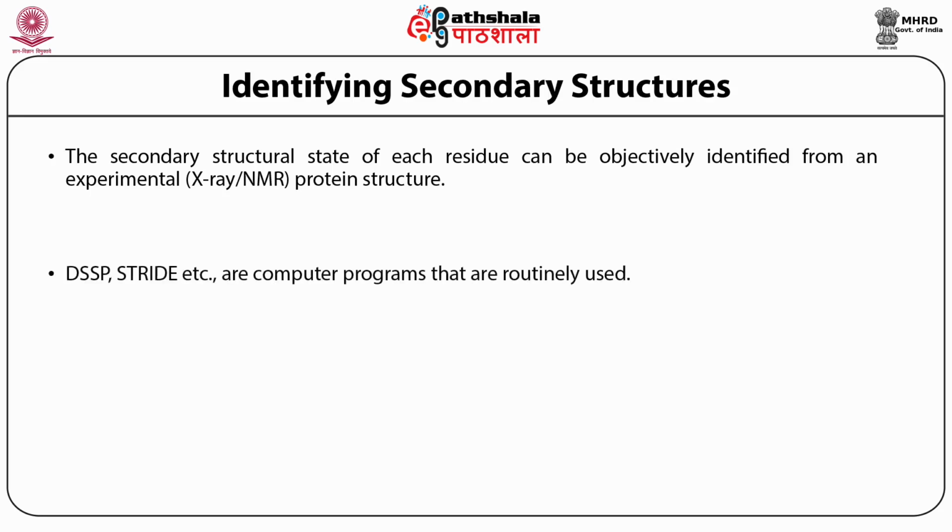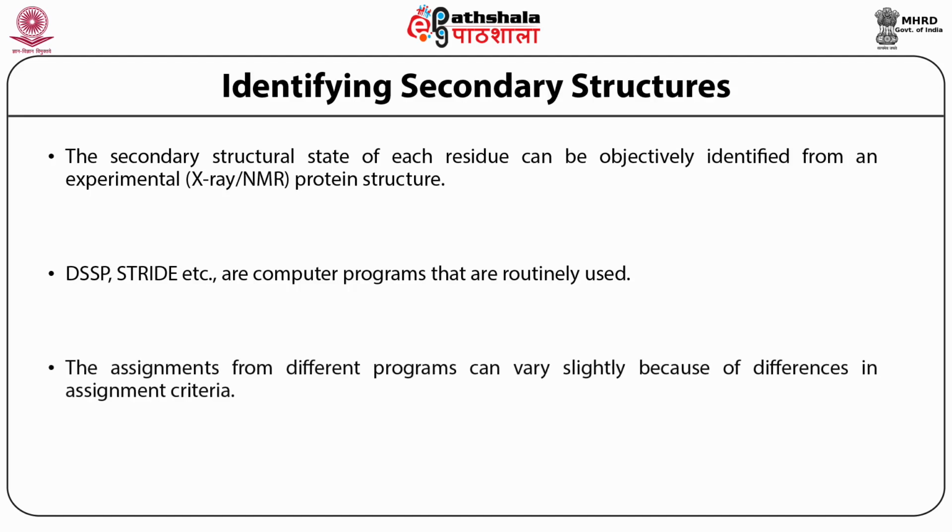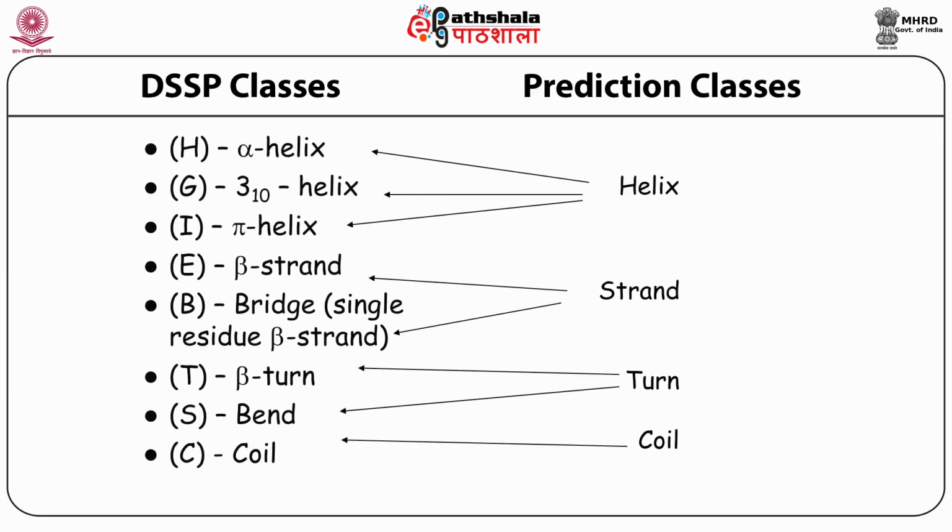And there are programs like DSSP, which stands for the Dictionary of Secondary Structure of Proteins, another program called STRIDE. These are computer programs which have found immense popularity, and given an experimental structure, they will assign the individual residues to a helix, to a strand, to a turn, or to a coil, etc. So if we just consider DSSP, it gives quite a detailed assignment. Say for example, it identifies a residue belonging to an alpha helix, to a 310 helix, to a pi helix, a residue belonging to a beta strand, belonging to a beta bridge, which is something like a single residue beta strand. For turns, it can be a beta turn, it can be a bend, which can be a different kind of turn, maybe a gamma turn or something, or it could be coil.